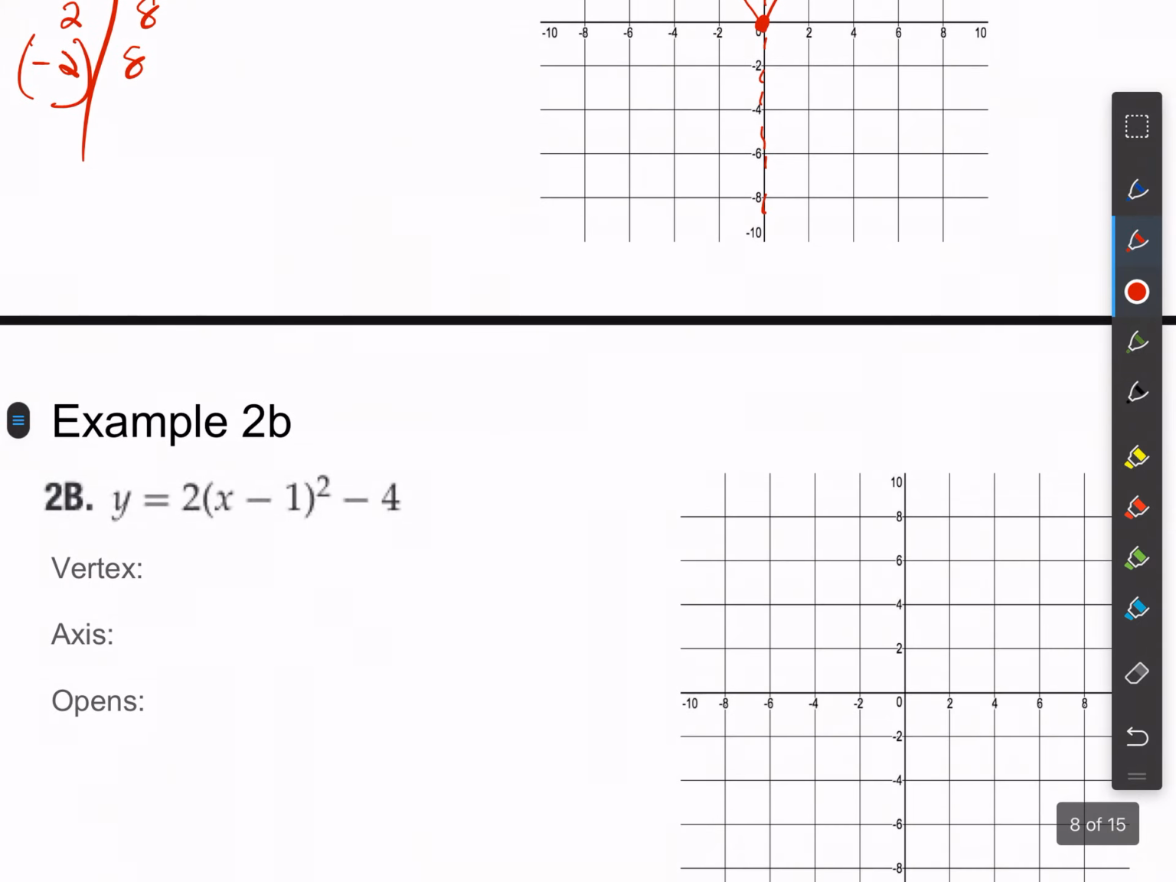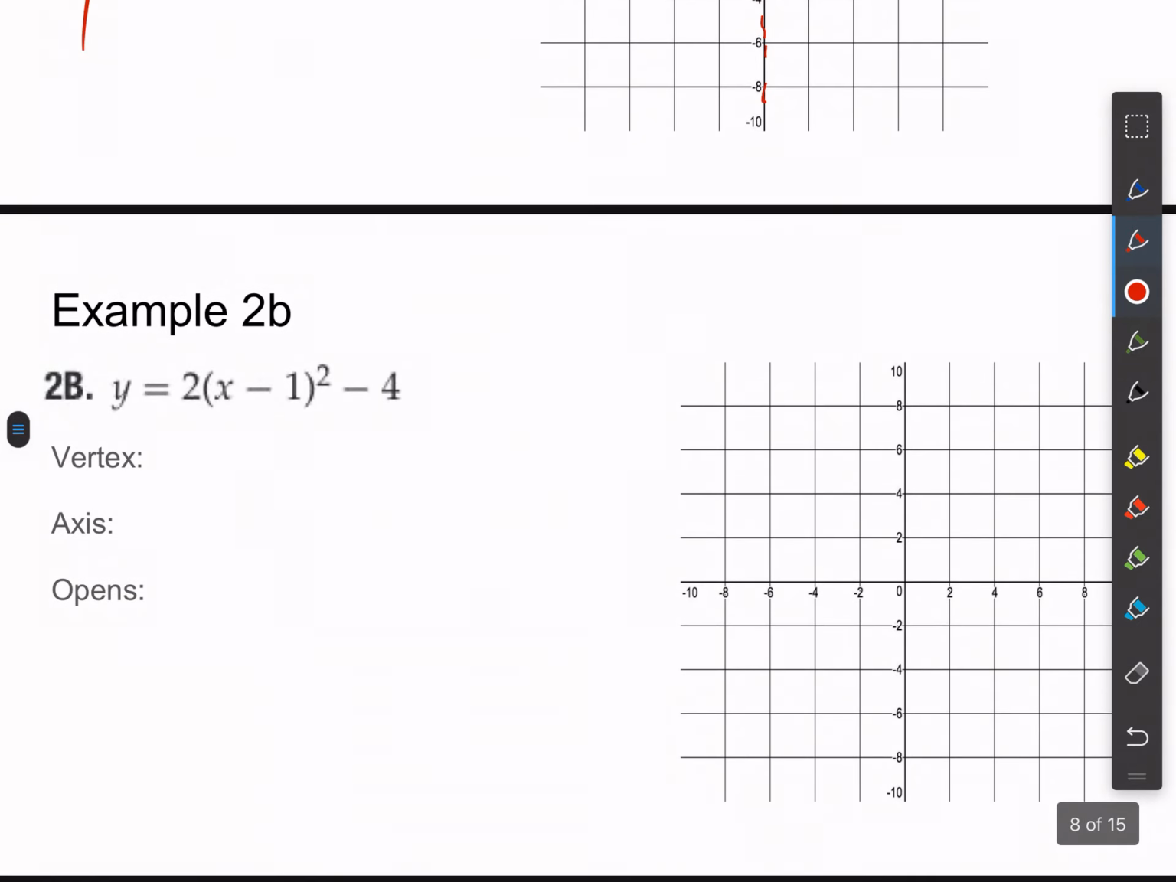2a. 2b is a little more complicated, but notice they give it to us in a nice form. The standard form of this thing is very nice because it tells us exactly what we need to know. The vertex in this case, this is an x value here, so the vertex would be whatever makes that go to 0, which would be 1, and then this guy, -4. So there's our vertex at 1, -4.